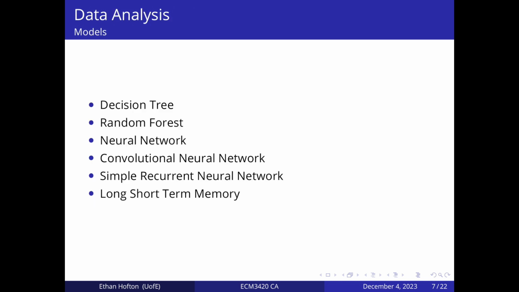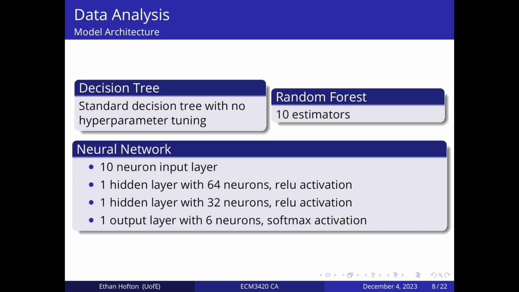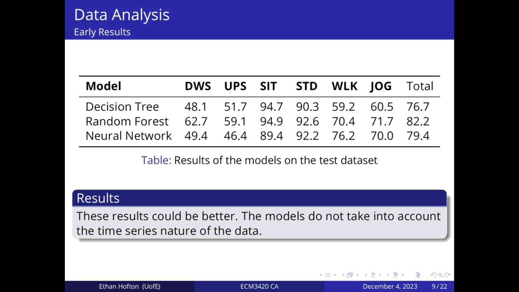We will use a series of models to solve this problem and see how the models compare against each other. The models we will use can be seen on screen. We will use standard decision trees, random forests with 10 estimators, and the configuration of the neural network can be seen on screen now. As an early set of tests, I fit the models to the initial data.